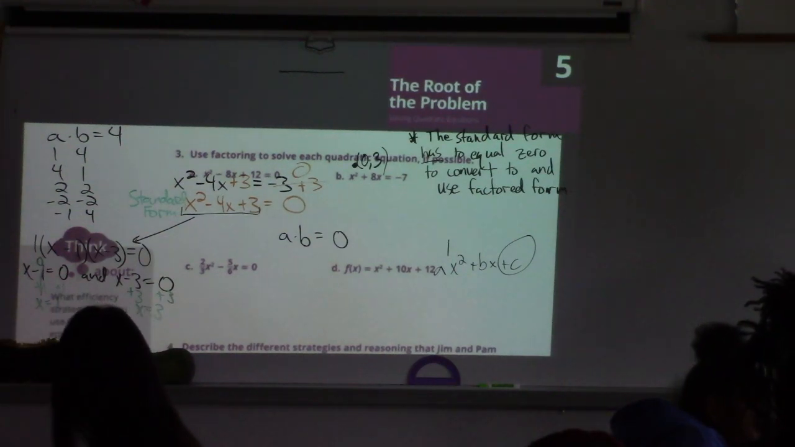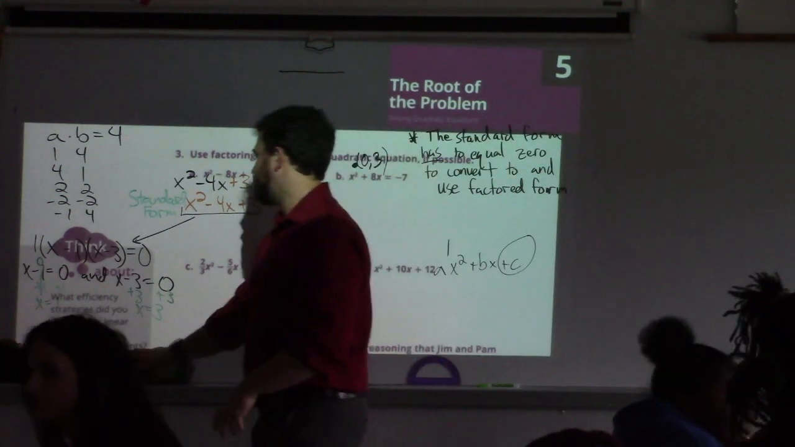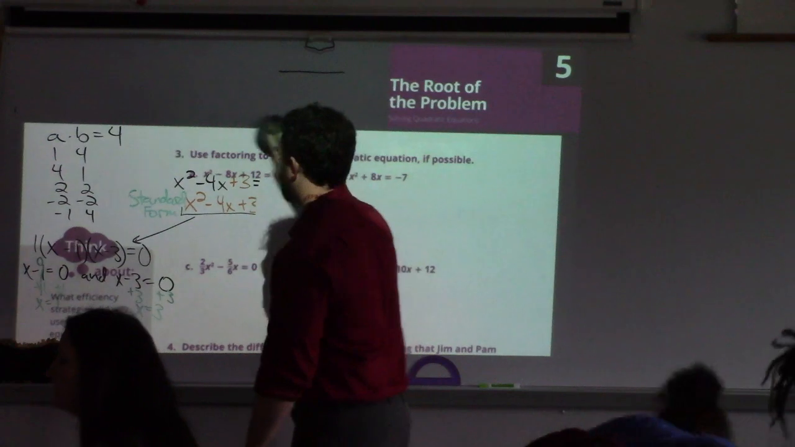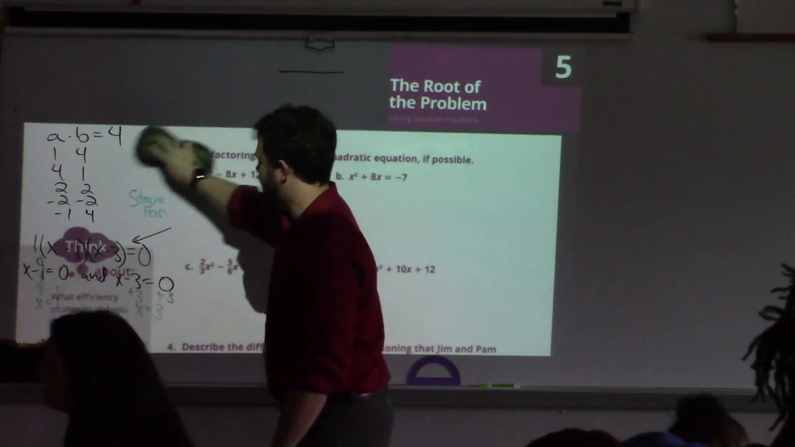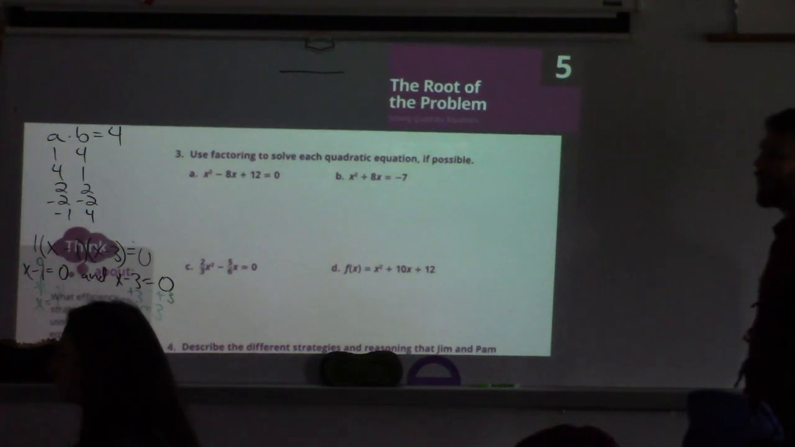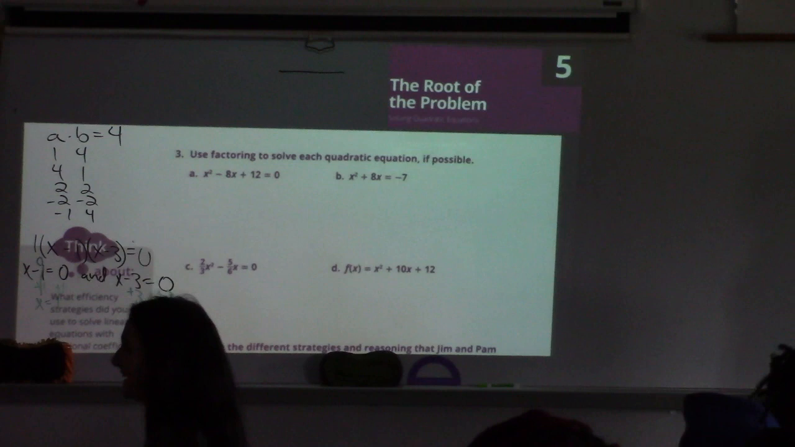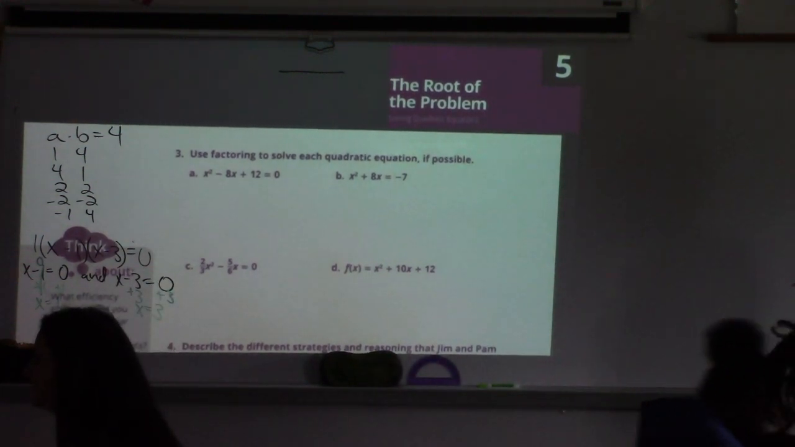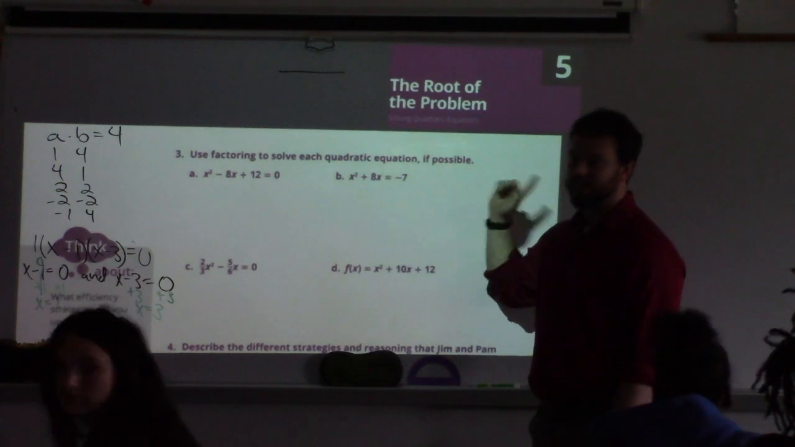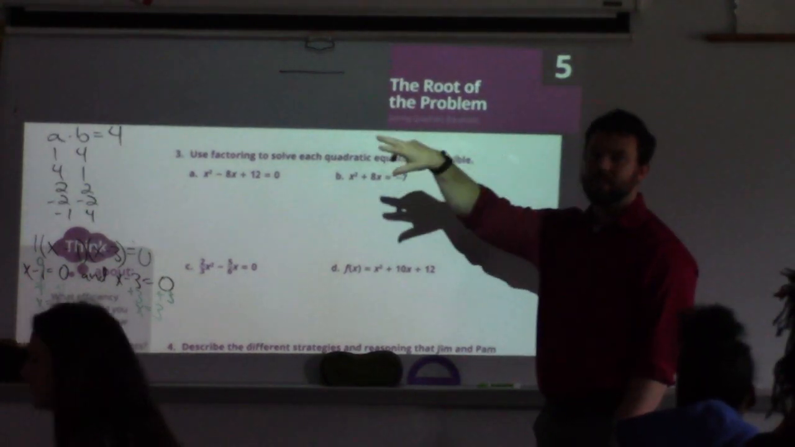So once again, we have to equal 0 to use the zero product property. Now, is it safe to say that you need some practice time doing this on your own to see if you fully understand it? The answer is yes. So, use factoring to solve each quadratic equation if possible. Now I need you to hear me on this. That's what we just did.